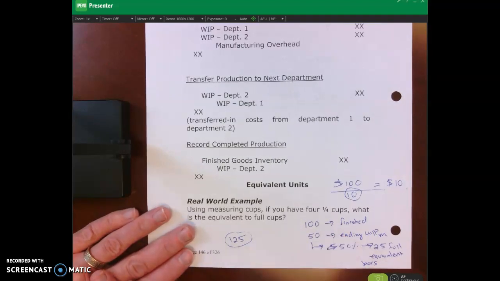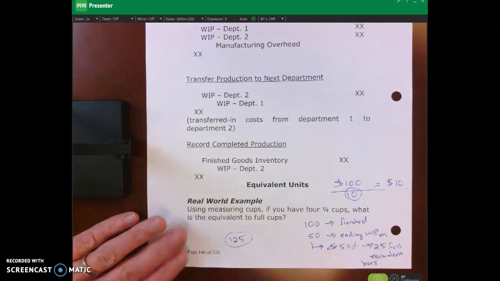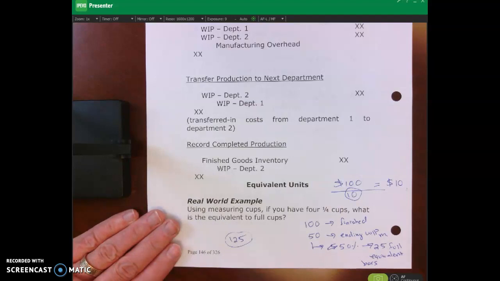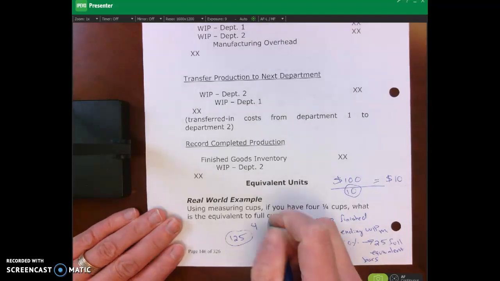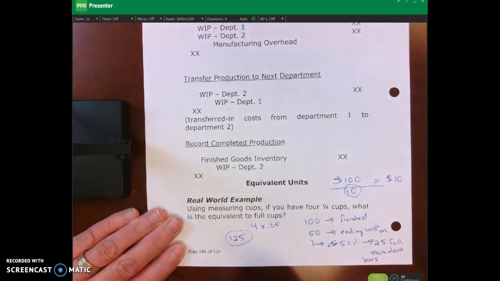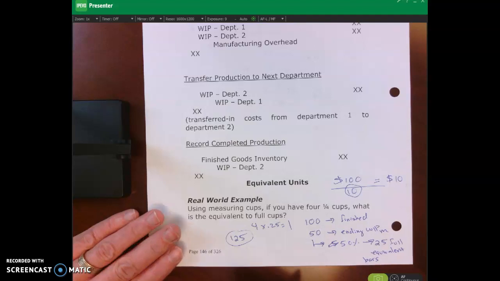Okay, so let's go through it in a little bit more detail to make sure you really understand. So over here, if we're cooking, we're baking, and we have measuring cups. If we have 4 1/4 cups, how many equivalent full cups do we have? I could go 4 times my percent complete, 0.25, gives me 1 equivalent full cup. So if you have 4 little 1/4 cups, and you poured them all into 1 full cup, it would be up to the top, right? Full of water or baking soda or whatever ingredient you're using, right?